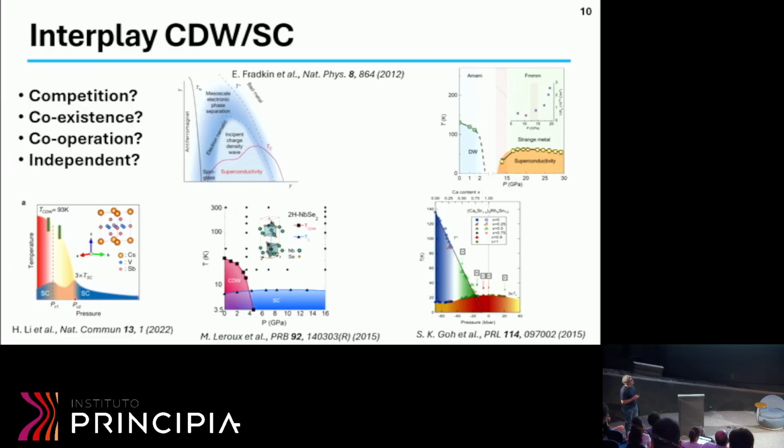This has been seen in a lot of systems over the years. It is well known in the cuprates and also in many intermetallic compounds ranging from 2D to 3D, and now in these nickel oxide materials, where you also see a density wave order that is suppressed and then superconductivity appears. But the question is still open whether this charge density wave competes, coexists, cooperates, or is just something independent of the superconductivity.